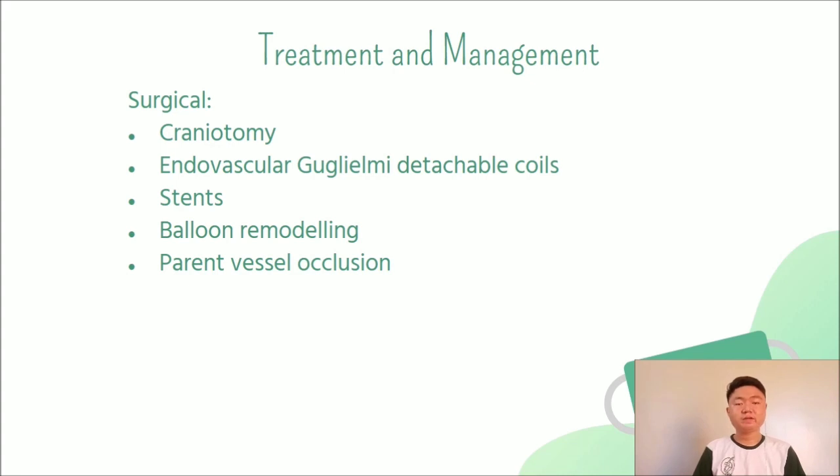Lastly, parent vessel occlusion is performed to occlude the parent vessel that supplies blood to the aneurysm. Prior to permanent occlusion, the risk of neurological impairment is assessed by monitoring motor, sensory, and cognitive functions in an awake person while temporary occlusion is conducted.